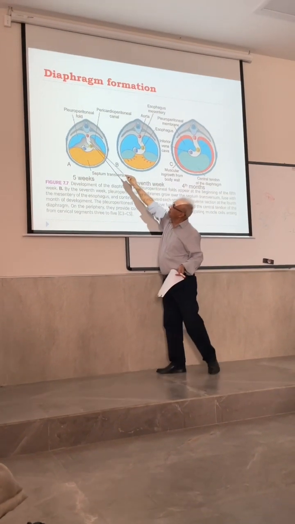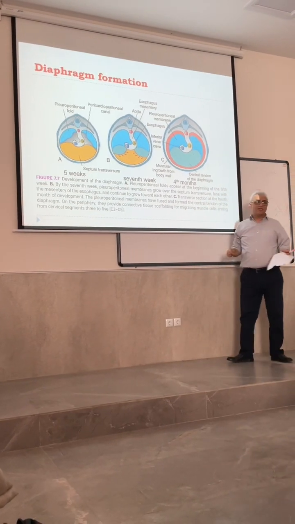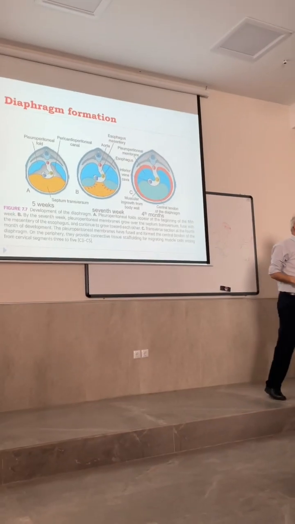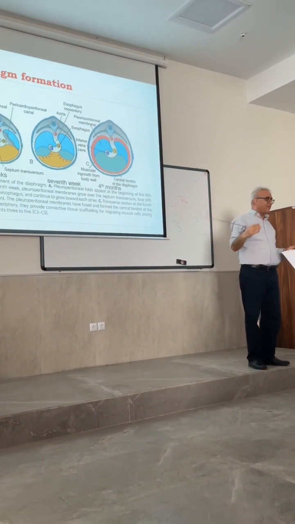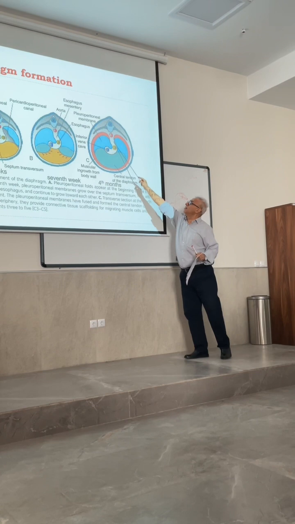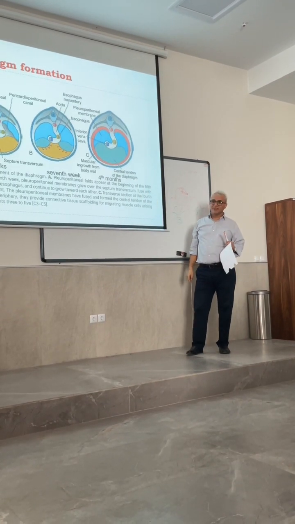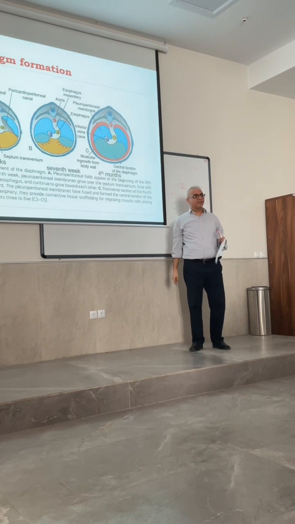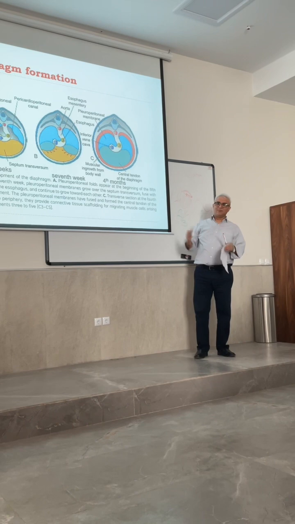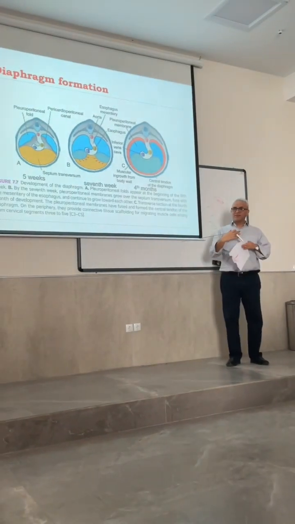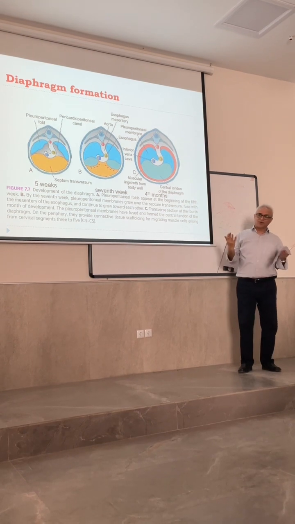But this mesentery converts to the crus of the diaphragm. The diaphragm has two crura, right and left. The mesentery of the esophagus converts to the crus of the diaphragm. And finally, it separates the peritoneum from the thorax, because there's a peritoneum.